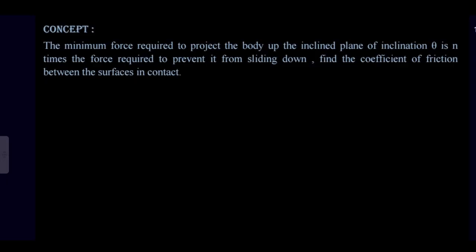Now what they're saying here is that this is equal to n times the force required to prevent the body from sliding down, and that is F2 if I call it. That means what will the relation between them be? The force required to prevent.